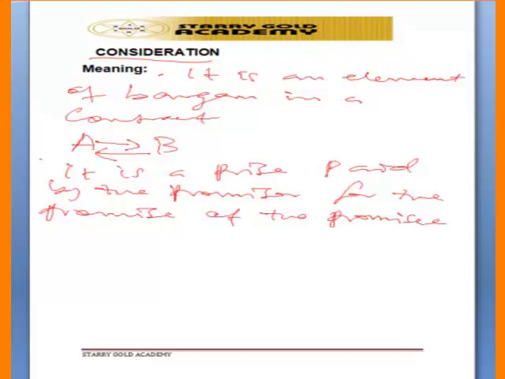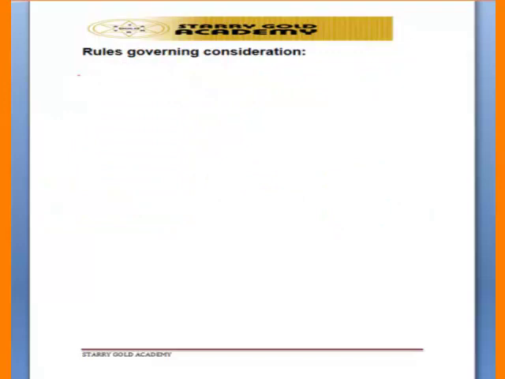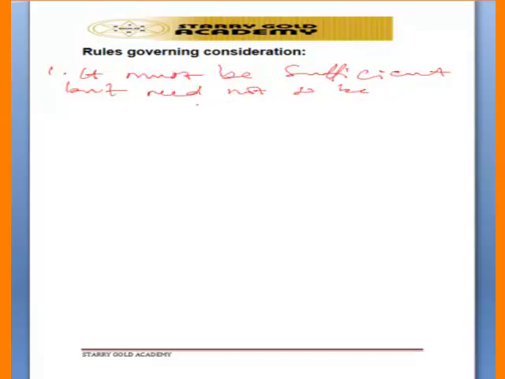Say, for example, I want to sell my Bible to somebody and they pay me some amount of money. What we exchange is what we call consideration. So we have some rules governing consideration. The first rule is that consideration must be sufficient but does not need to be adequate.